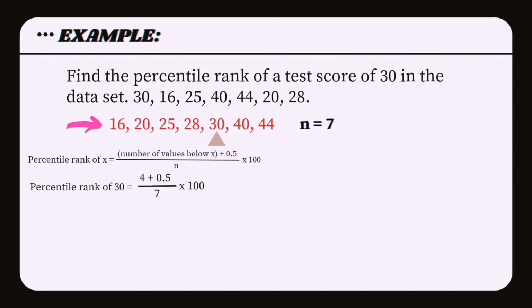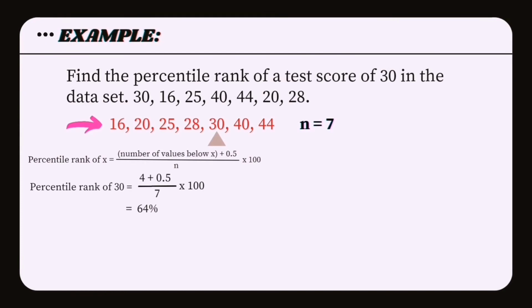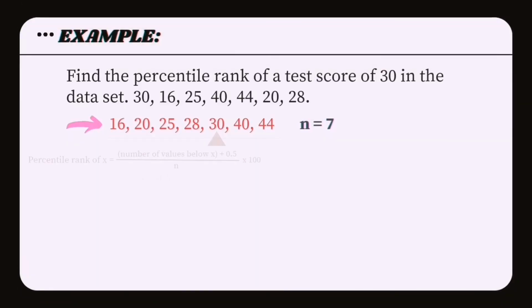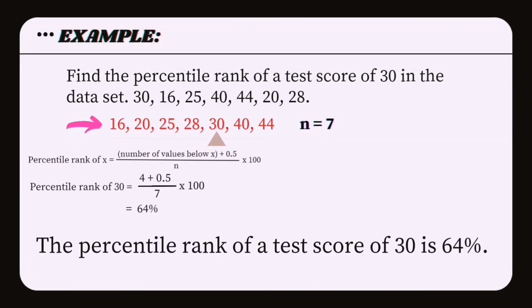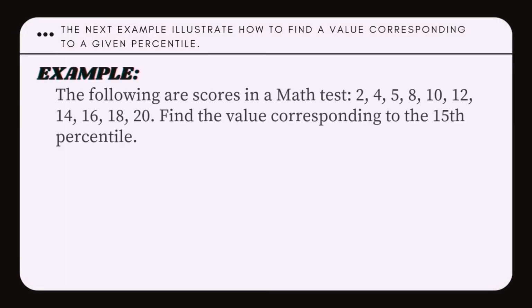So, ang x kasi natin is 30. So, bakit naging 4? Kasi, ilang value ba muna bago mag-30? Diba? Meron pa tayong 16, 20, 25, and 28. So, 4 values before pa mag-30. And then, 7 kasi ang n natin, or the total number of data that we have. So, 4 plus 0.5 over 7 times 100 is equal to 64%. So, the percentile rank of a test score of 30 is 64%. Let's now proceed to the next example.